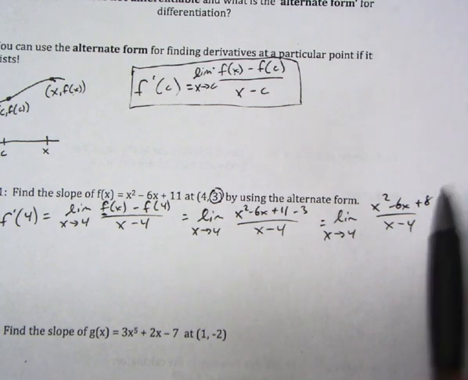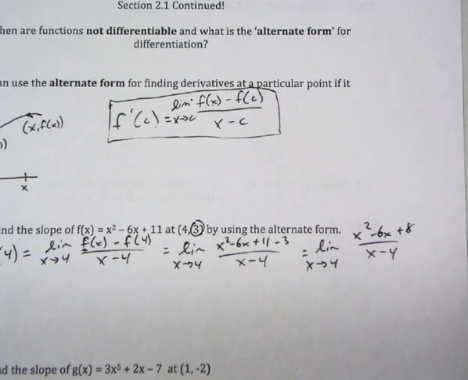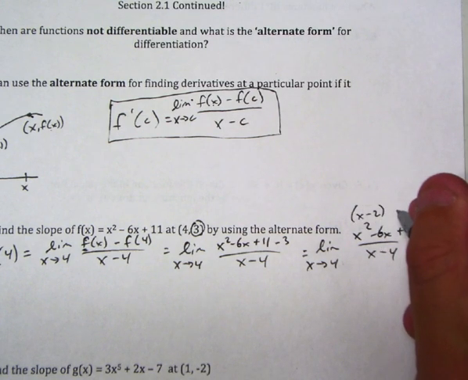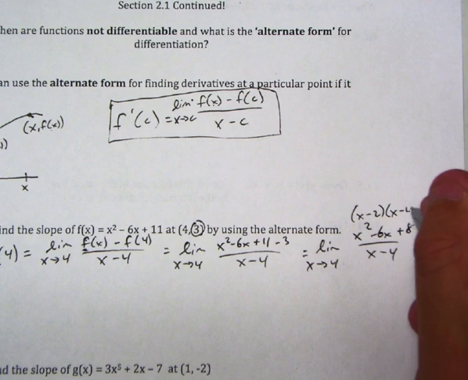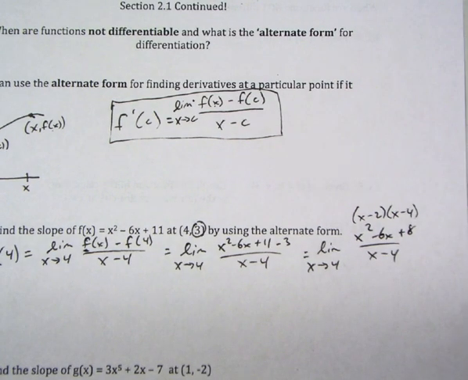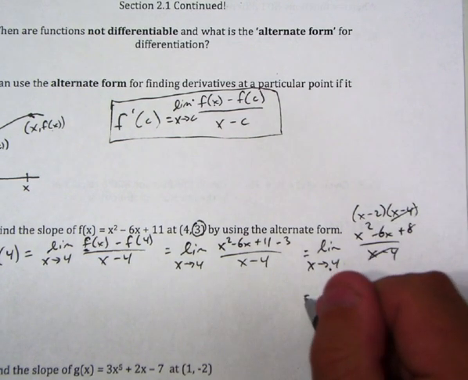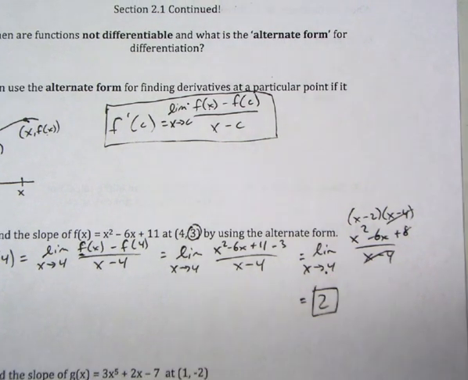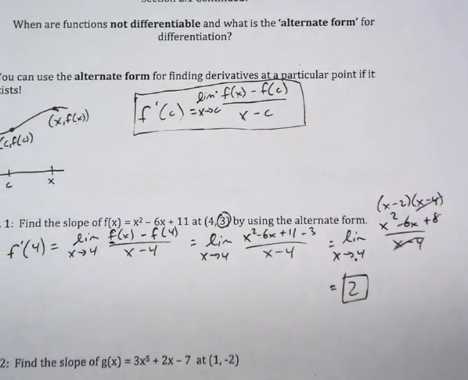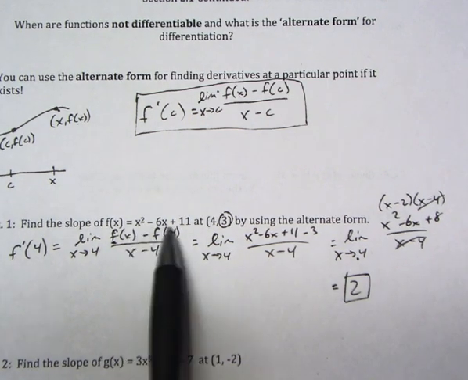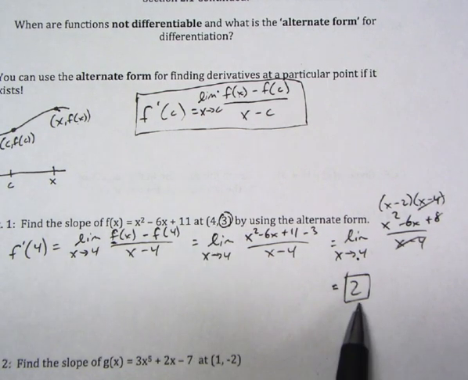And so if you notice, we can factor the top here. That becomes x minus 2 times x minus 4. The x minus 4s go away. And now we can do direct substitution. Now I'll plug 4 in for x. 4 minus 2 is 2. So what that means is if we would graph this function, this parabola, and plot this point, the slope of the tangent line would be 2.